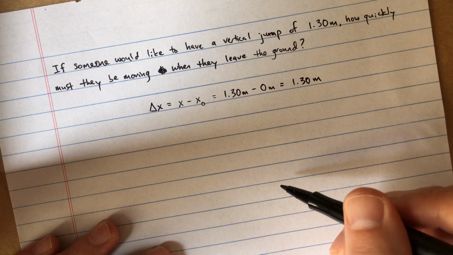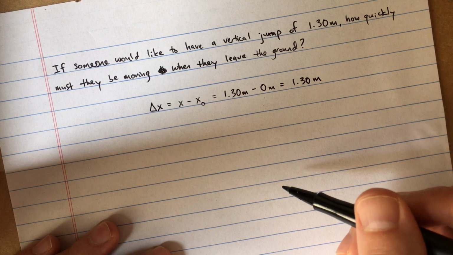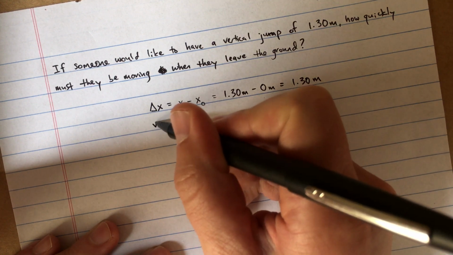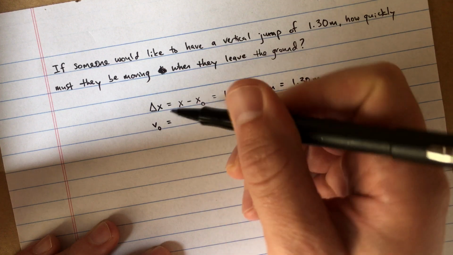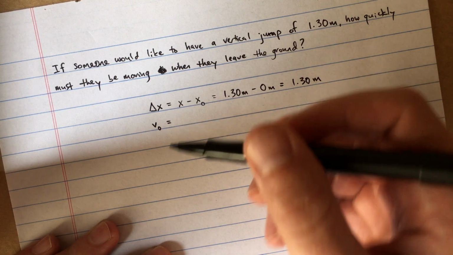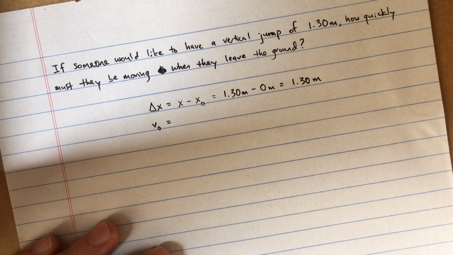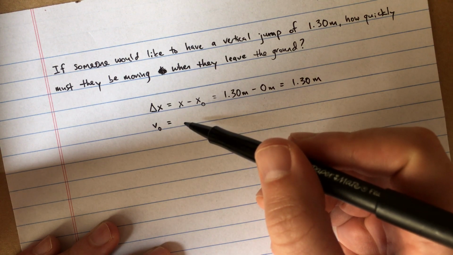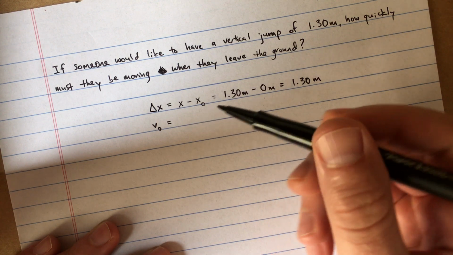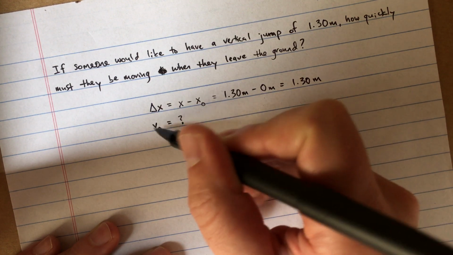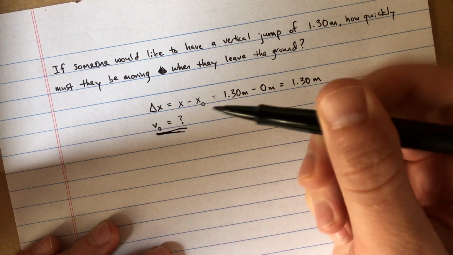All right. A couple other things. Let's see. How quickly must they be moving when they leave the ground? So that's going to be the initial velocity of our jumper, right? As soon as they leave the ground, they can no longer push off of it. They're not going to be accelerating anymore. And so that means that the only thing affecting them will be gravity, the acceleration due to gravity. So initial velocity, that's the thing we're looking for. So we might underline that.